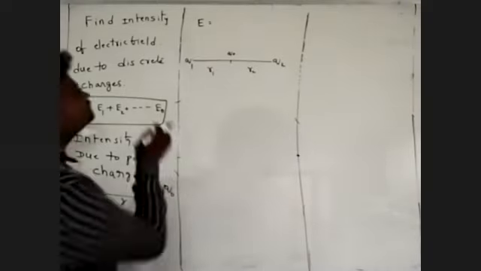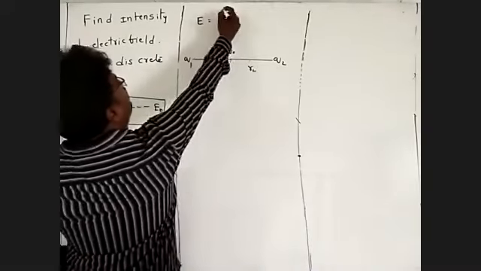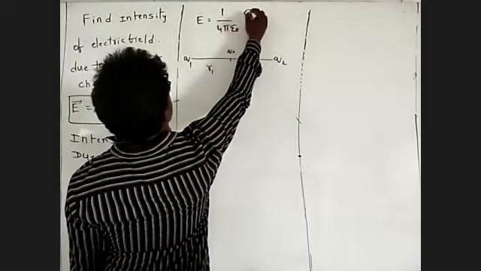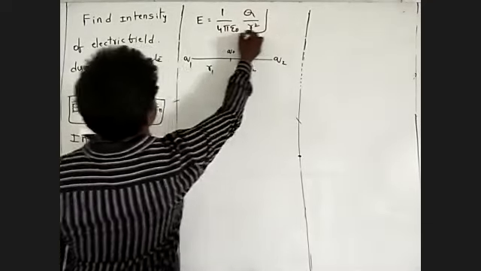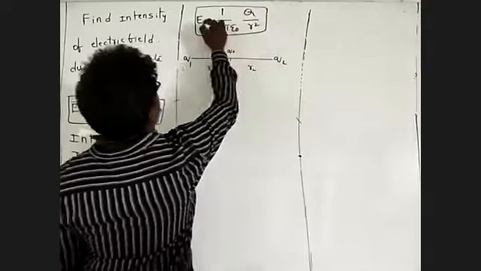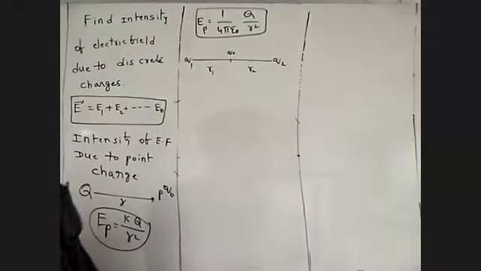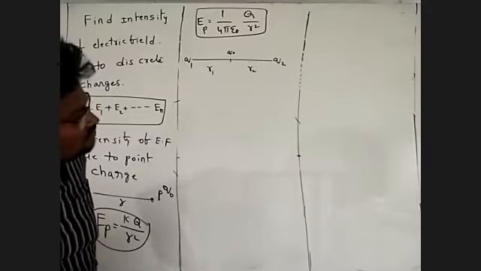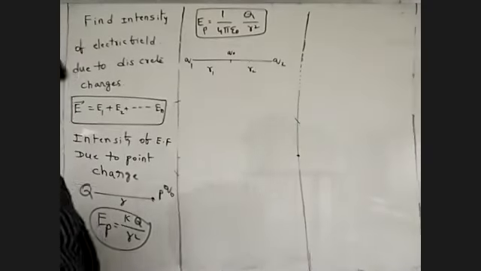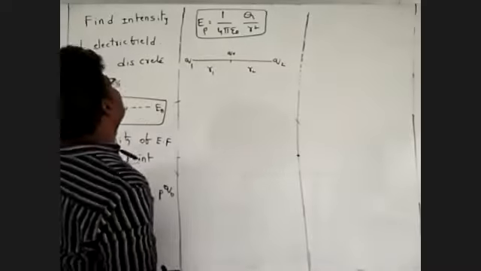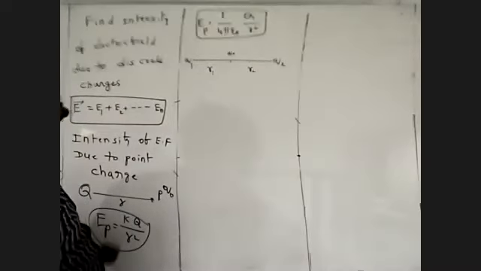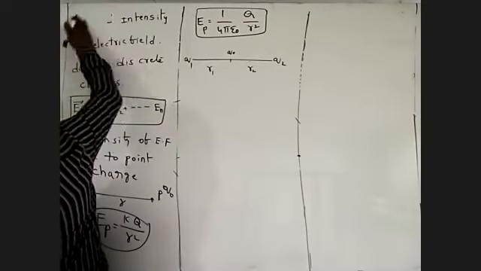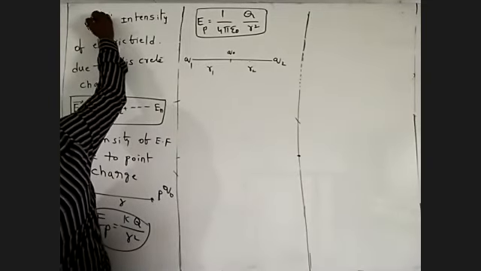Now you will see, K means 1 by 4 pi epsilon naught, so capital Q by R square is the electric field at point P. Now here, we have to find out the resultant of the electric field. Find the resultant of electric field.